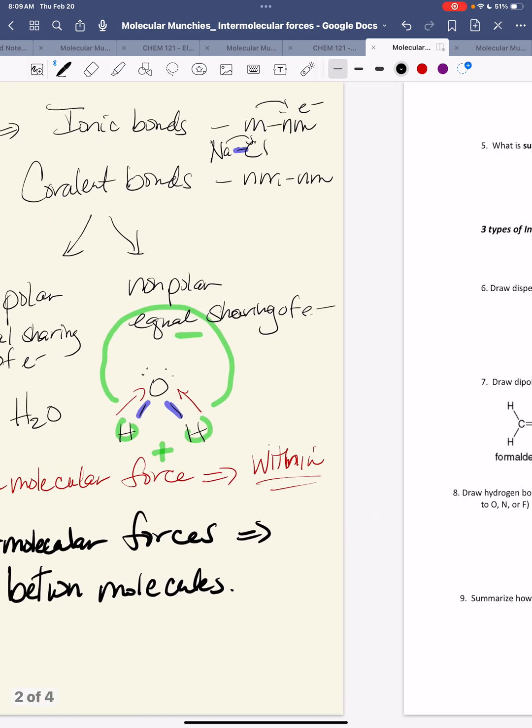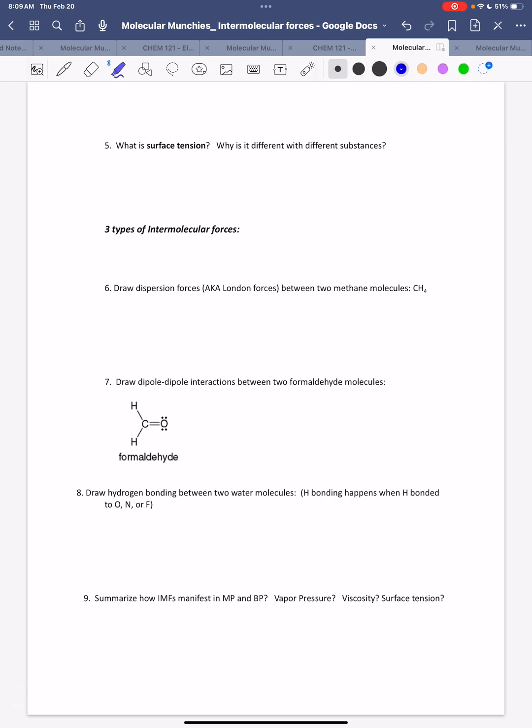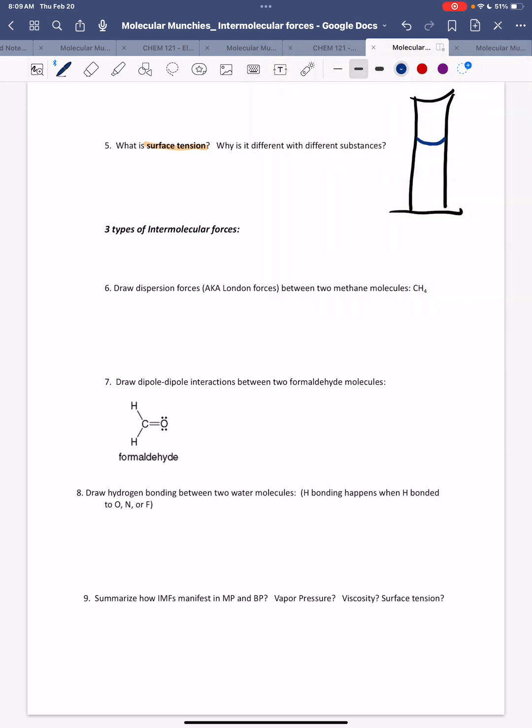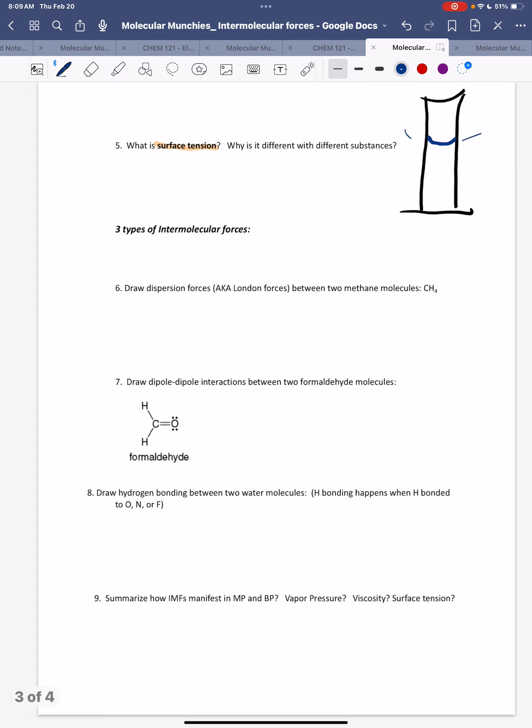Okay, and then the third concept that you may not be aware of is surface tension. Surface tension is this idea, and you've seen it in lab, where when we put water into a graduated cylinder, that water actually creates what we call the meniscus, right? So that meniscus right there. And this is a manifestation of surface tension, right? So this meniscus is a combination of the water wanting to adhere to the glass, but also adhering to itself.